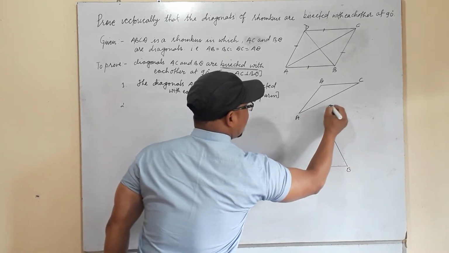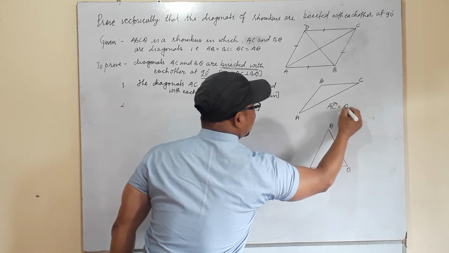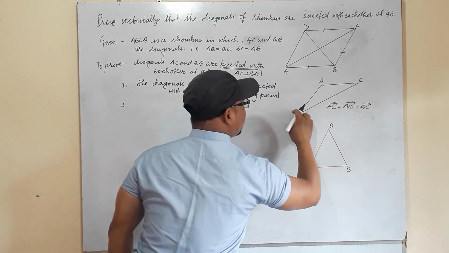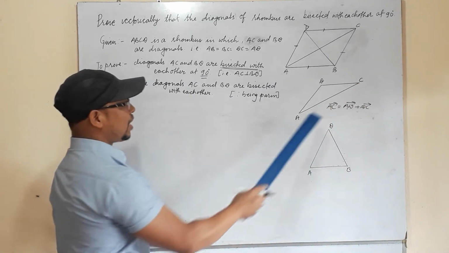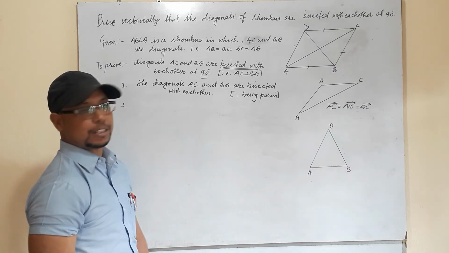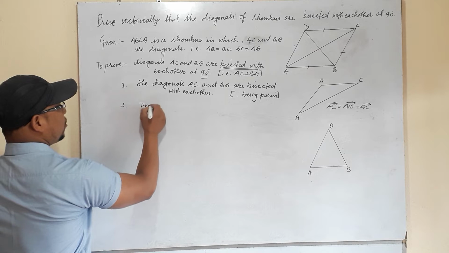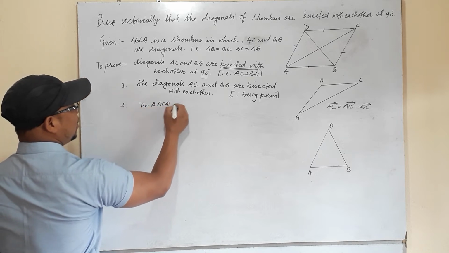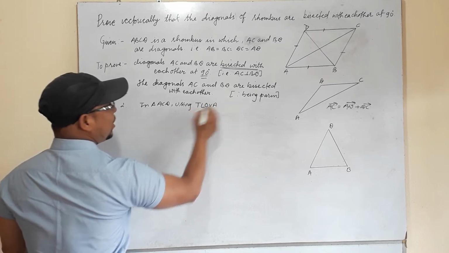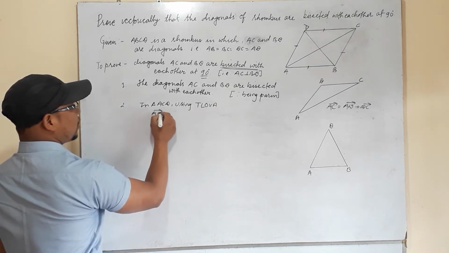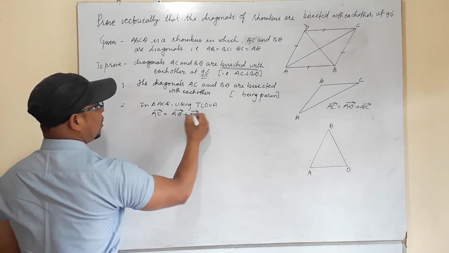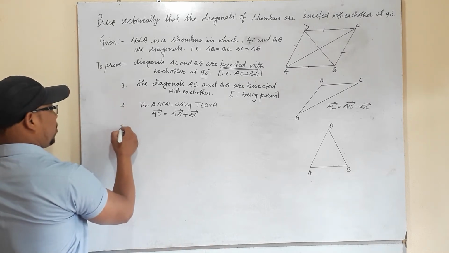So in this case AC vector equals AD vector plus DC vector. Your starting point is A and the ending point is C. So let me write here: in triangle ACD, using the triangular law of vector addition, AC vector equals AD vector plus DC vector.